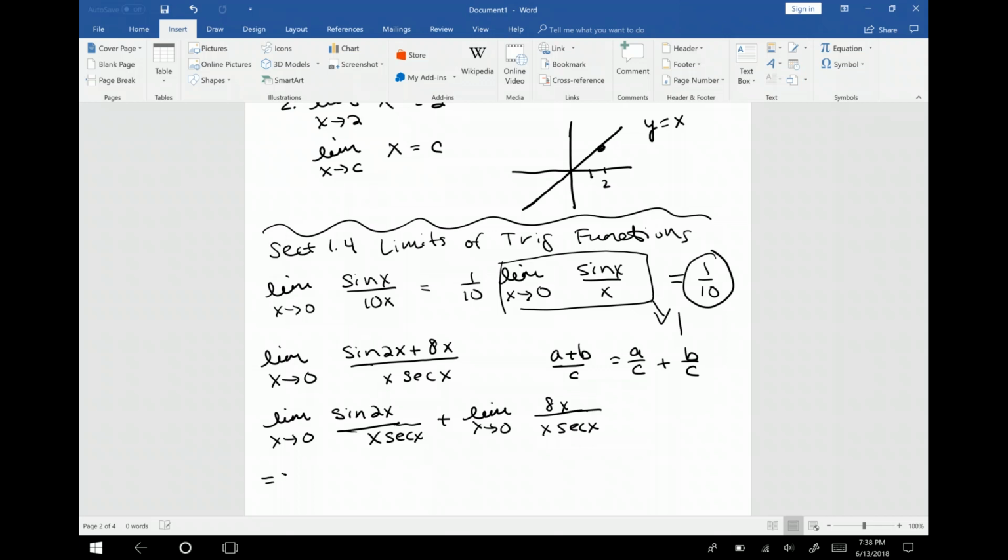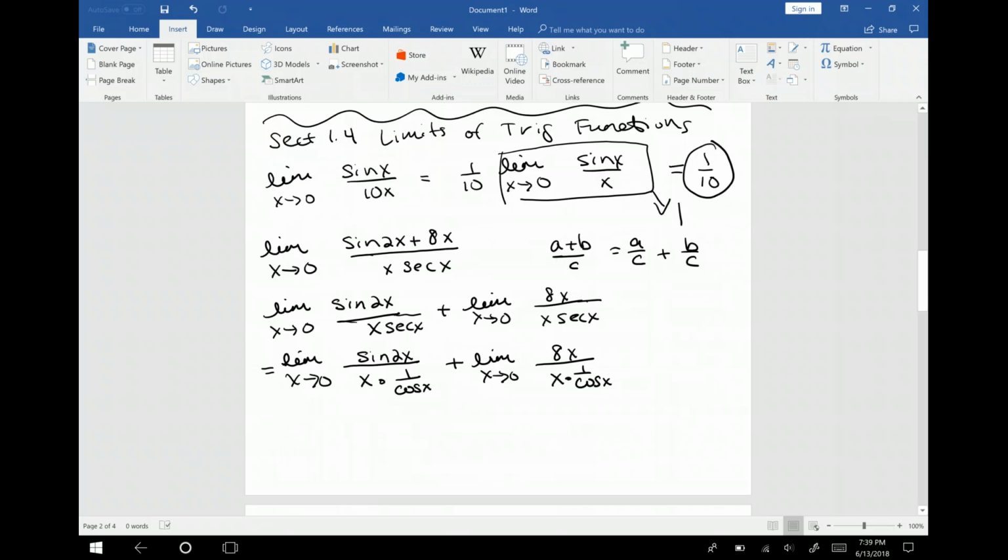All right, then let's do a little bit more algebra if we can. So we have sine of 2x divided by x, and then secant of x. Secant is the reciprocal of cosine, because cosecant is the reciprocal of sine and secant is the reciprocal of cosine. So it's the same thing as x times 1 over cosine of x, right? Plus the limit as x goes to 0 of 8x over the same thing, x times 1 over cosine of x.